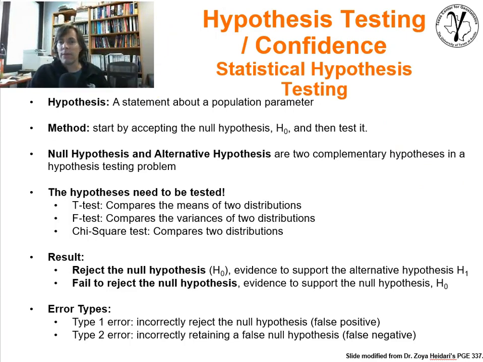Well, we have the hypothesis, which is a statement about the population parameter. It is essential that everything we do with hypothesis testing is related to the population. We're using the sample data to try to say something about the population. We're not talking about the sample statistic itself. For the method, we start with a null hypothesis. We will denote it as H0, and then we test it.